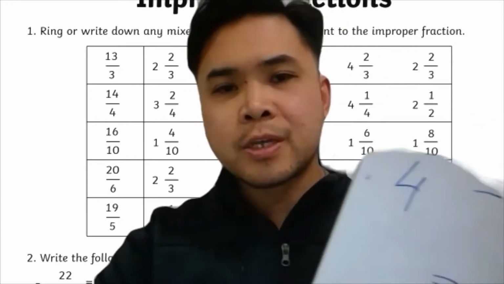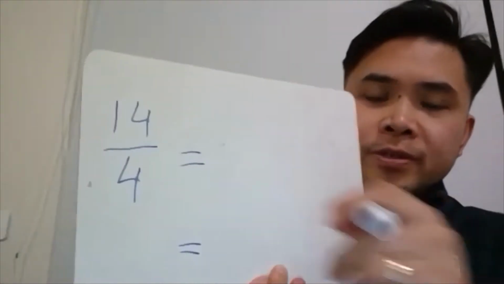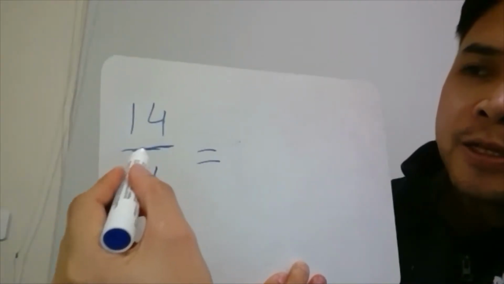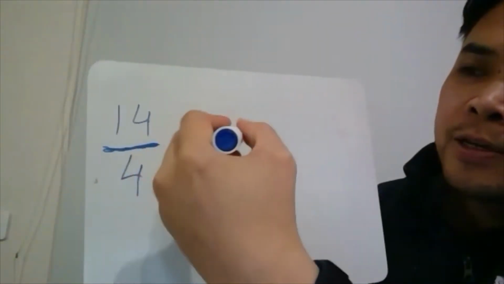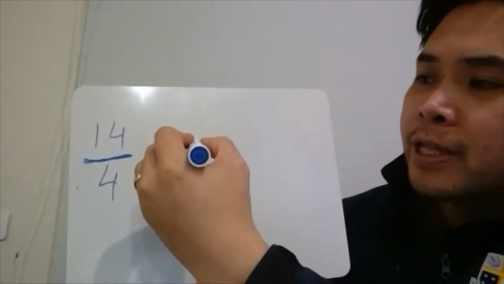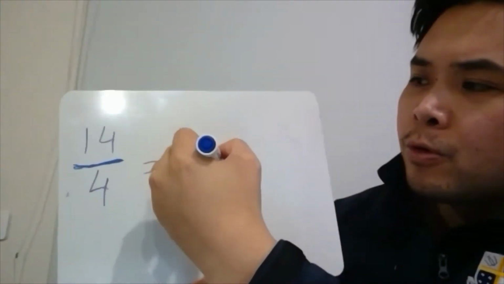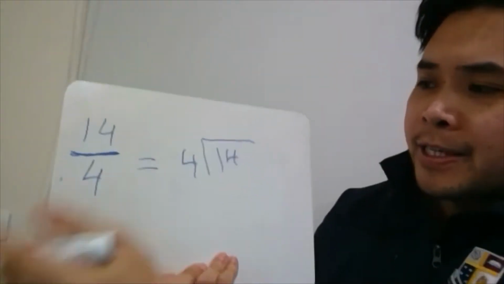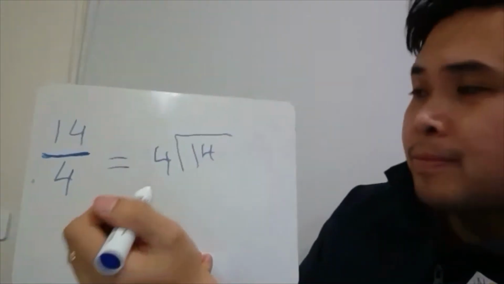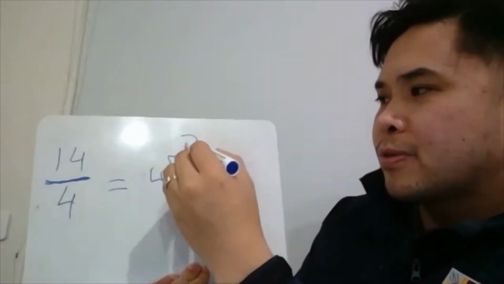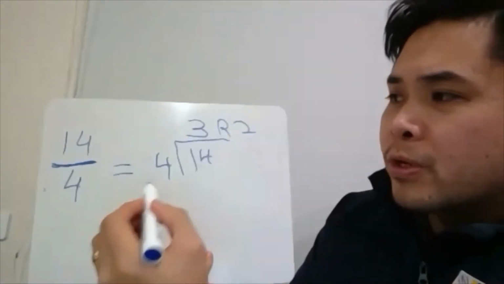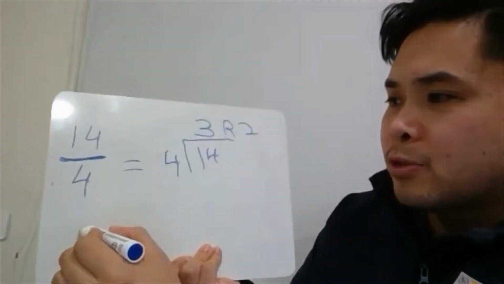Just take off the background so you can see. All right, 14 over 4, yeah? We know that that line is another way of writing division, okay? So what if we wrote it out like this? 4 divided by 14. Now that looks a lot easier, yeah? 14 into 4, how many times does that go in without going over? 3, and what's the remainder? 2, okay? So what we can do then is turn it back into a fraction.